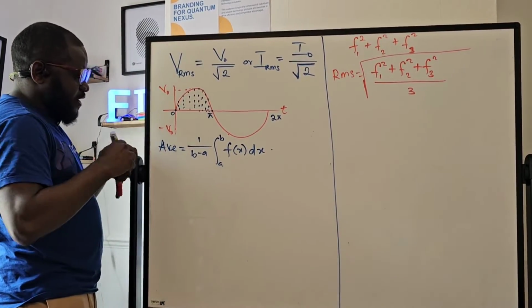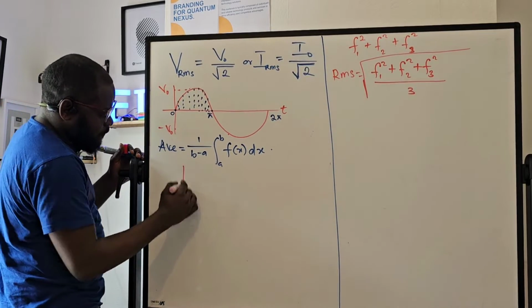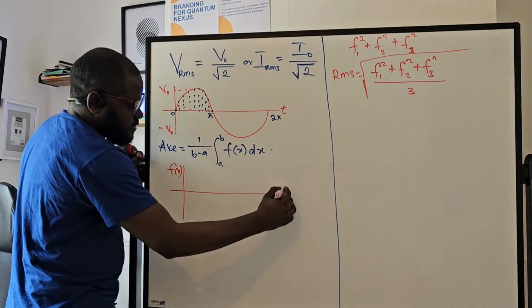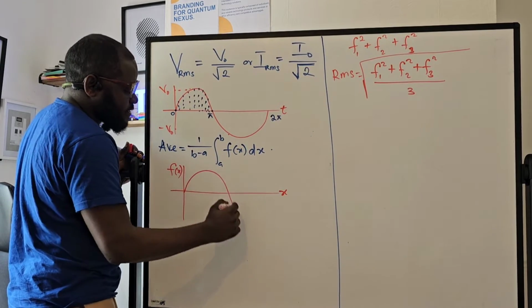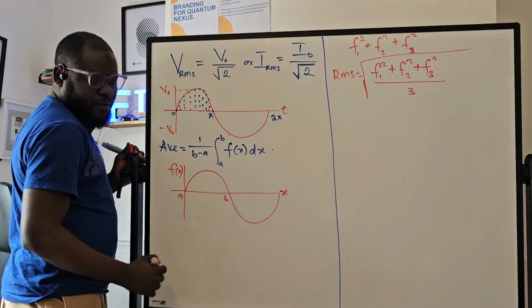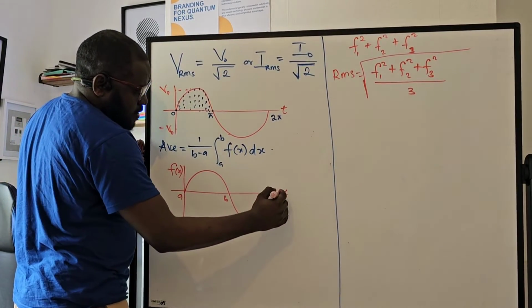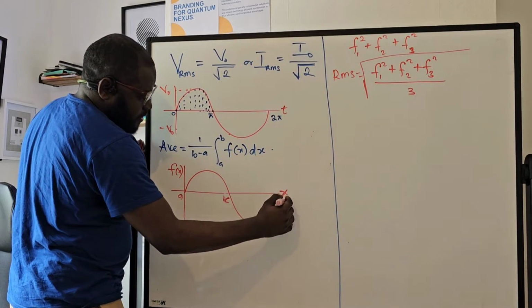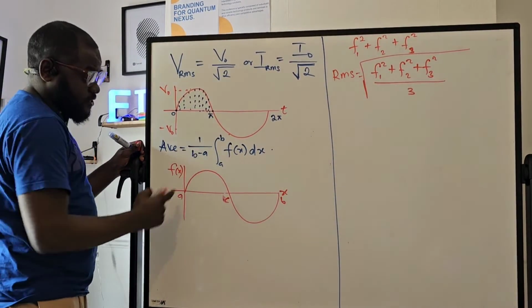Let's say I have a graph of f of x. This is f of x, and this is x. So if the graph goes like this, here is point A, right? And here is point B, right? And here is point C, and here is point B, for a better understanding so that I can suit this.